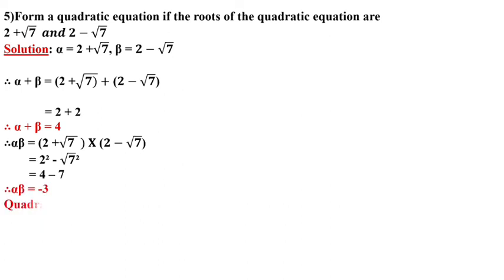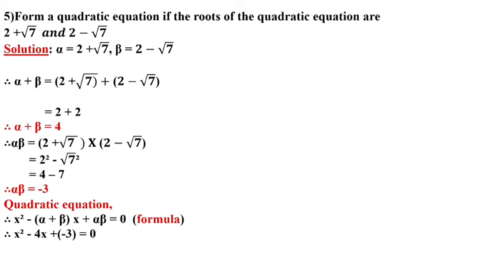Now the required quadratic equation formula is what? x square minus alpha plus beta x plus alpha into beta equal to 0 is the formula. Now we will substitute the value of alpha plus beta and alpha into beta. Alpha plus beta we got the value 4, as per the formula minus is given, and alpha into beta we get the value minus 3. We will open the bracket. x square minus 4x minus 3 equal to 0.